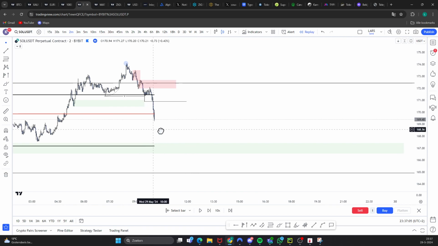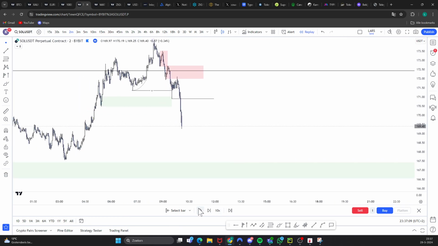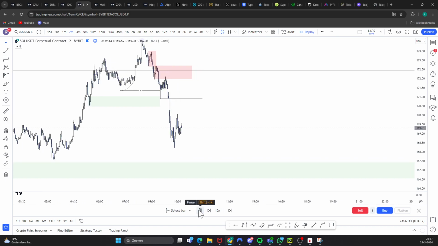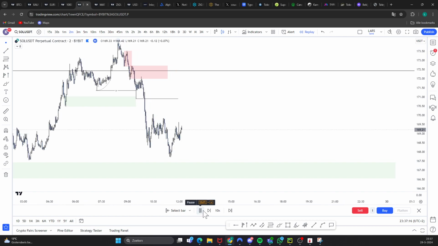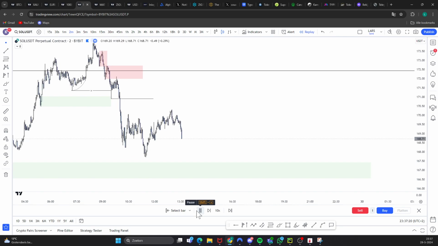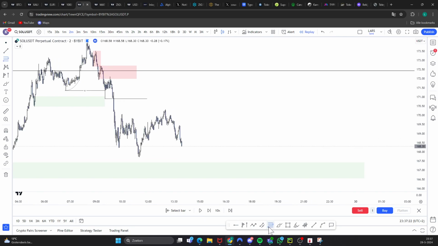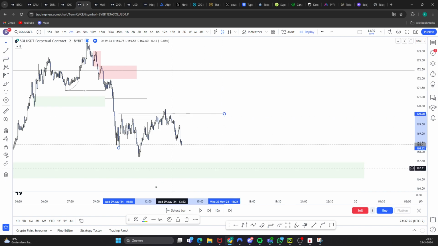Price ended up, let's get rid of this volume profile, price ended up creating a range right here. So let's stop right there. We ended up creating a range, deviating the range low and deviating the range high. So right here is your range.